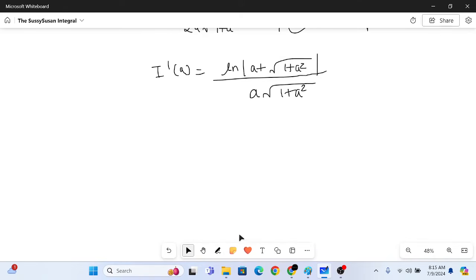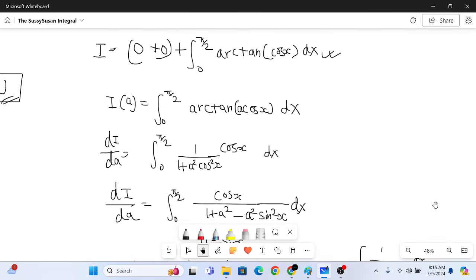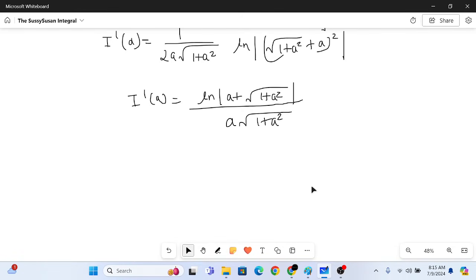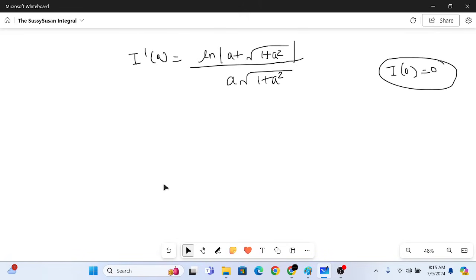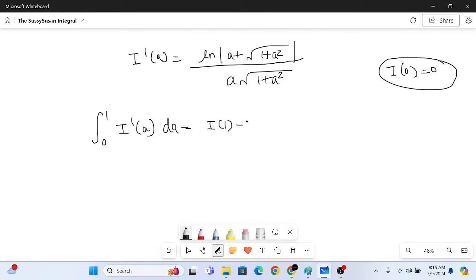Our goal was to find I of 1. Yes, so what I can basically do is, if I know that I of 0 is actually 0, over here if I place a as 0, tan inverse of 0 is just 0, so the integral will all be 0. So if we know that I of 0 is 0, now what we can try to find is this integral from 0 to 1 of I dash of a dA. This will just be I of 1 minus I of 0. Since I of 0 is known to be 0, this will just be equal to I of 1 minus 0, which is I of 1.